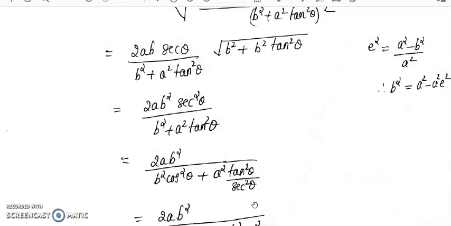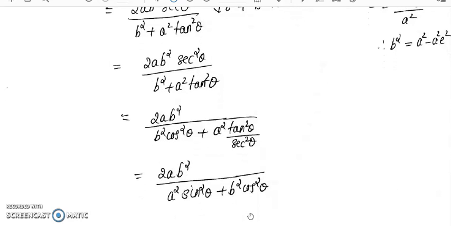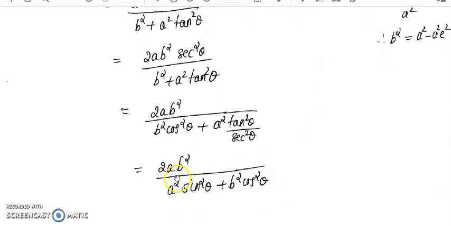So the equation will be 2ab square by a square sin square theta plus b square cos square theta. So that is the required equation for the length of the focal chord.